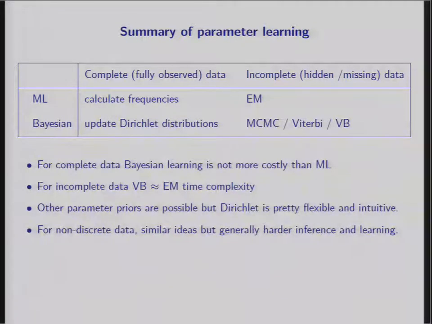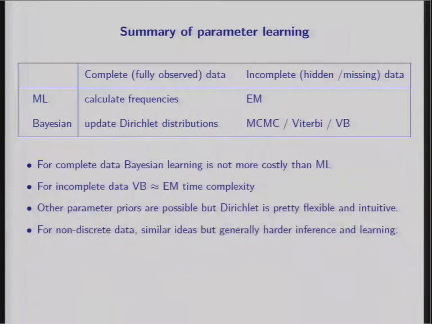So here is a summary of parameter learning. We have maximum likelihood versus Bayesian learning. We have the case for complete or fully observed data versus incomplete or hidden or missing data. I told you about this. It was just calculating frequencies and renormalizing. When you have missing data, you can apply the EM algorithm. If you have complete data and you're doing Bayesian learning, you can update the Dirichlet distributions, as I was just hand-waving right now. It's as easy as calculating the frequencies. It's basically the same amount of computation.